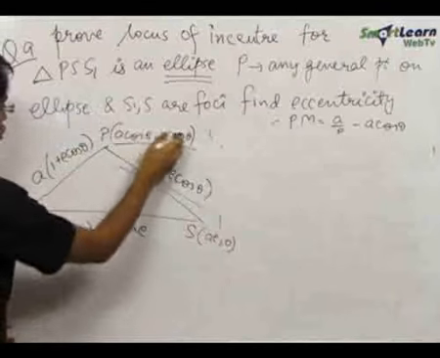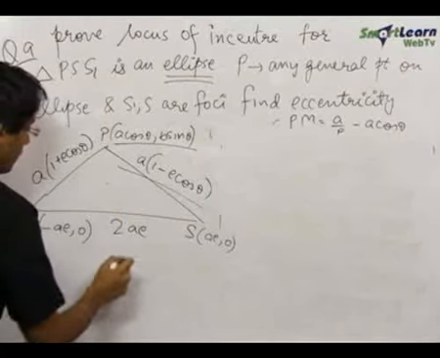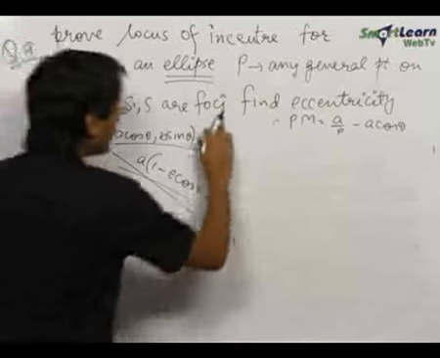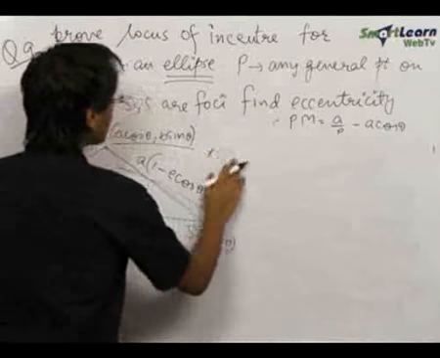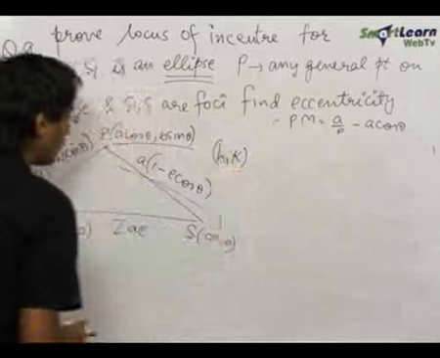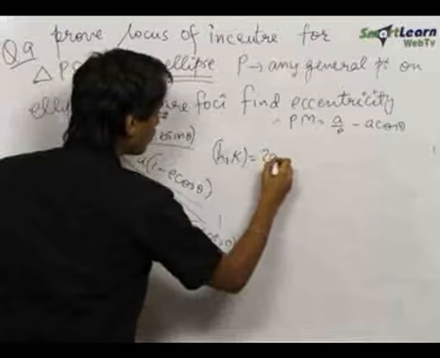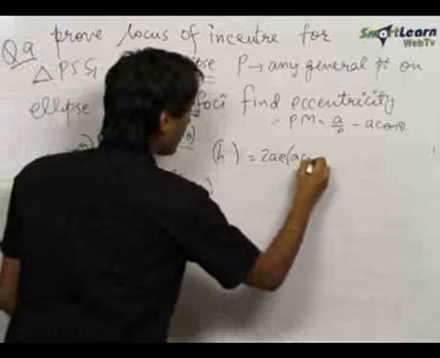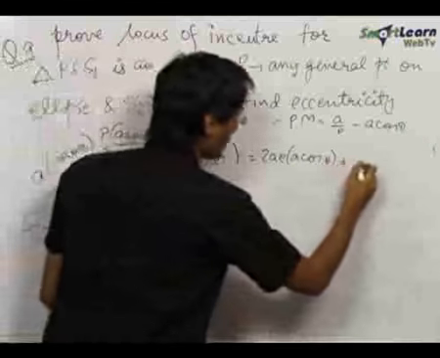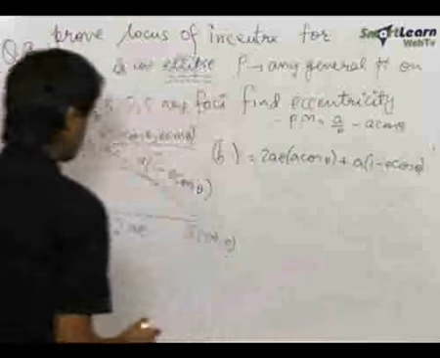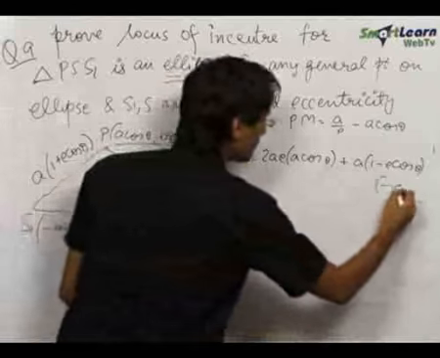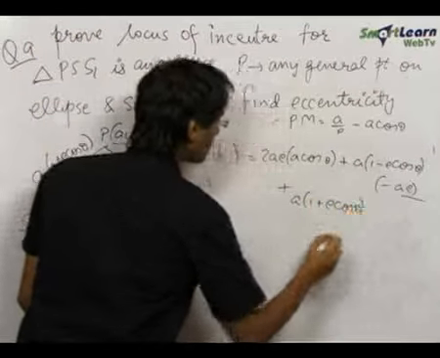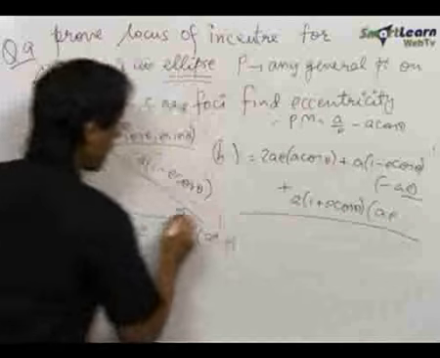Hence now we know x1 comma y1, x2 comma y2 and x3 comma y3, and we know A, which is the length of side opposite to P, the B, which is the length of side opposite to S1, and similarly the C. So we can use the formula for the locus of incenter h comma k to be equal to 2AE into x1, that is 2AE, this is for h, 2AE into A cos theta plus A into 1 minus E cos theta times minus AE plus A 1 plus E cos theta times AE upon A plus B plus C.